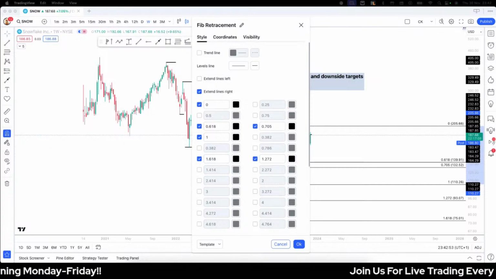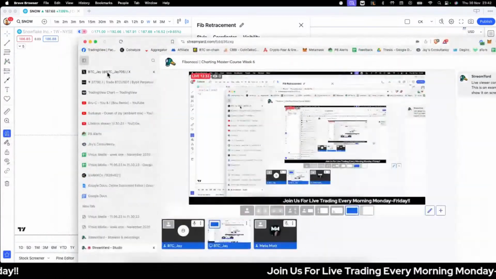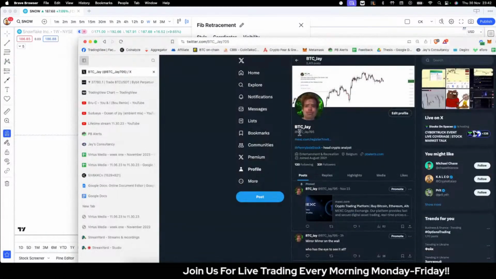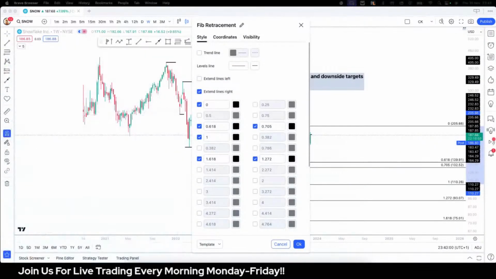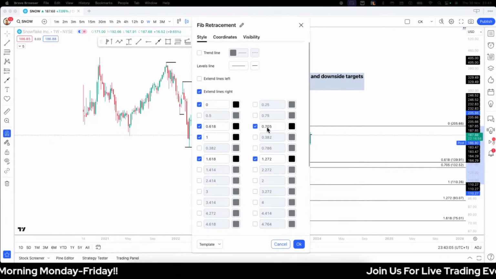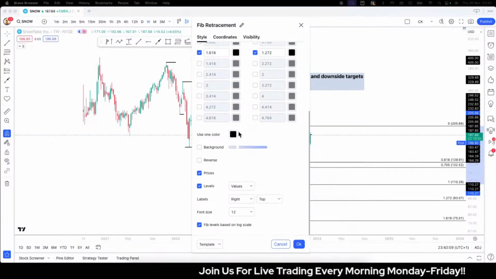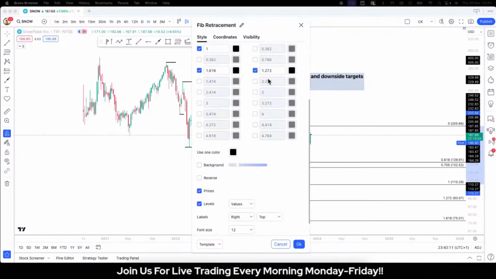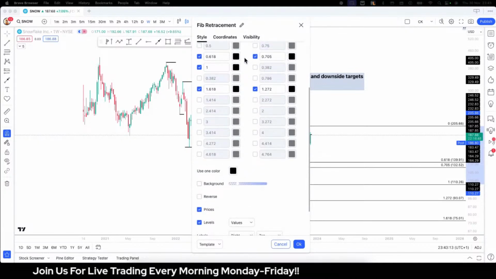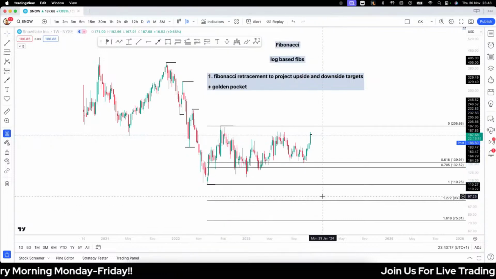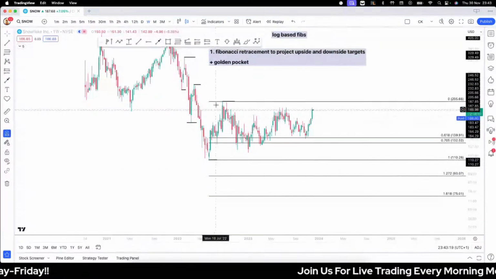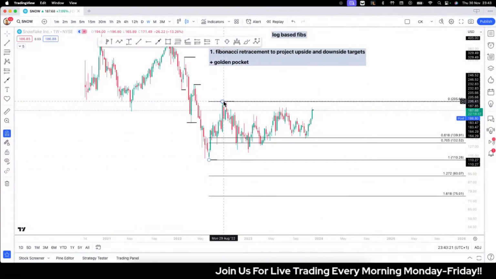Also, if I quickly go to Twitter, my handle here is BTCJ705. That has a reason, because the 705 is a very important Fib. People are always looking at the 0.618 Fib, but the 0.705 is a Fib that gets hit very often. It's not a traditional one, but that is what I put in, and I'll explain the golden pocket in just a second. So I took Fibs here from this swing point to this swing point, and that gave us.